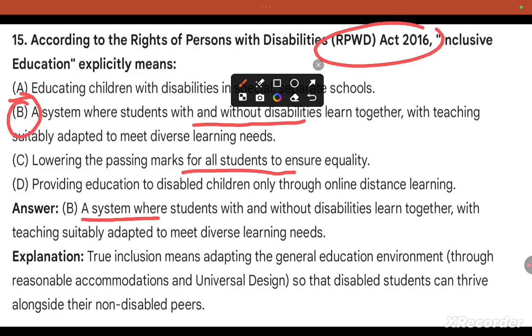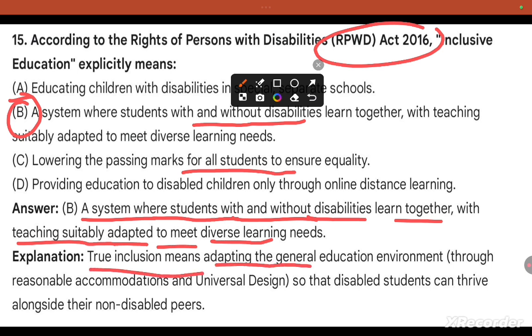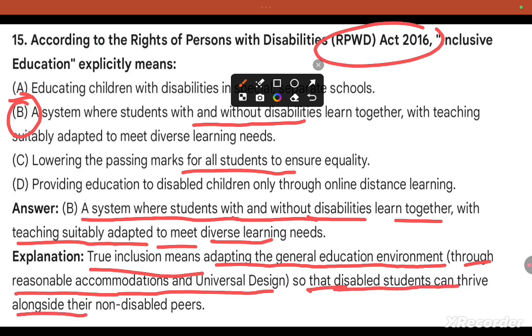A system where students with and without disabilities learn together, with teaching suitably adapted to meet diverse learning needs. True inclusion means adapting the general education environment through reasonable accommodation and universal design so that disabled students can thrive alongside their non-disabled peers. That is promoting inclusive education.